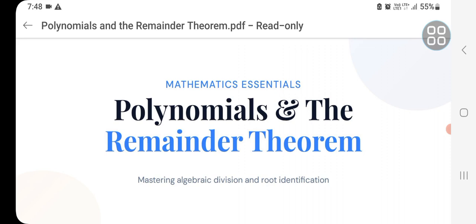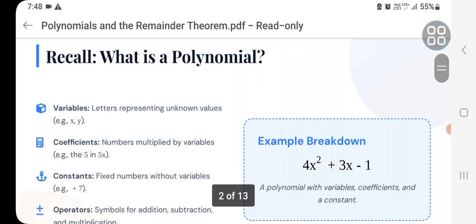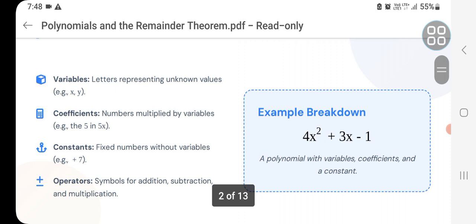So just we have to enter into the second slide, that is, what is a polynomial. It's nothing but how we write the polynomial. We have to write the polynomial with the help of variables, coefficients, constants, and operators.